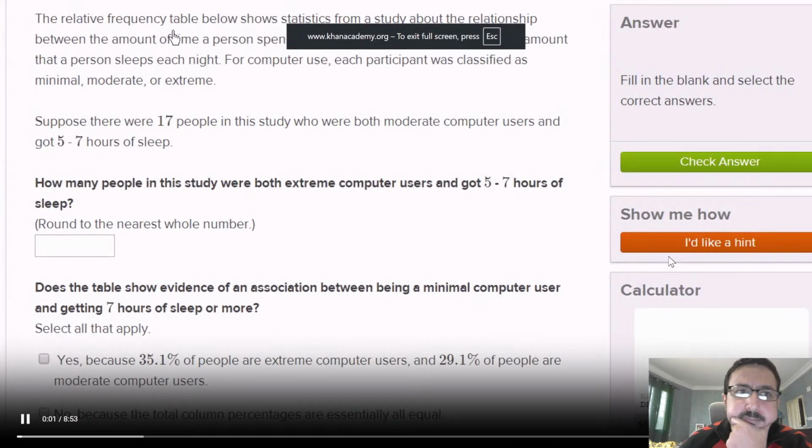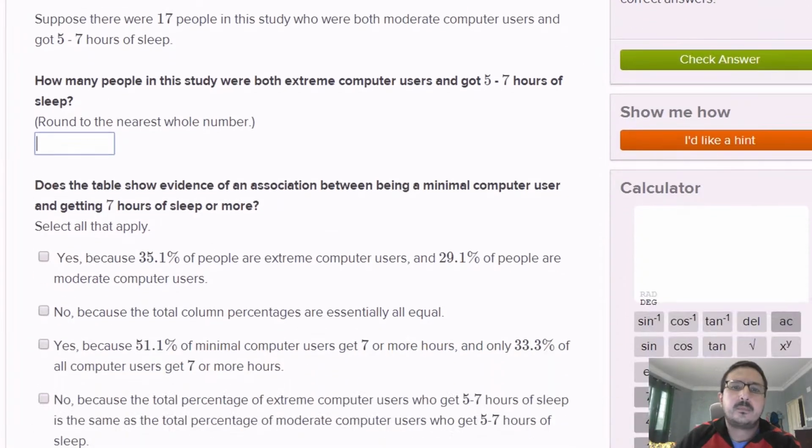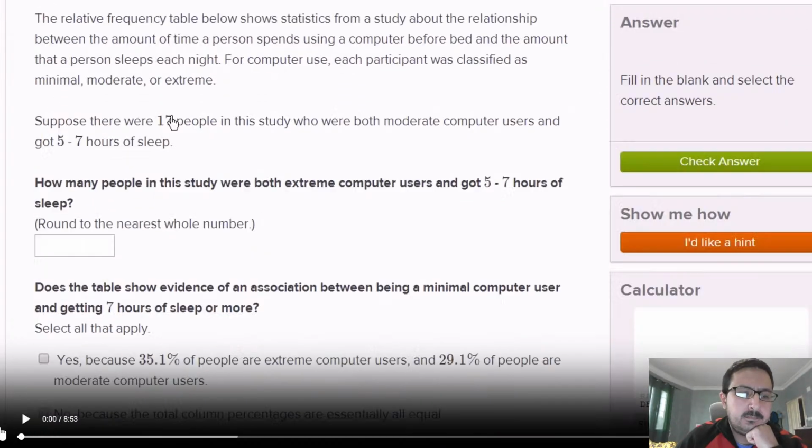The relative frequency table below shows statistics from a study about the relationship between the amount of time a person spends using a computer before bed and the amount that a person sleeps each night. For computer use, each participant was classified as minimal, moderate, or extreme. So let's look at the frequency table below.